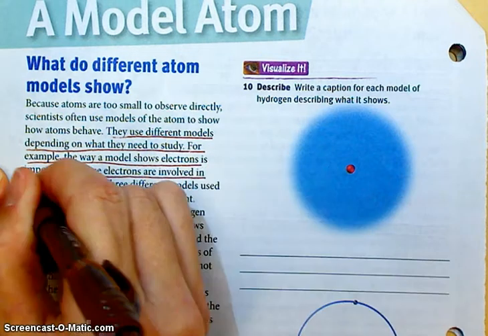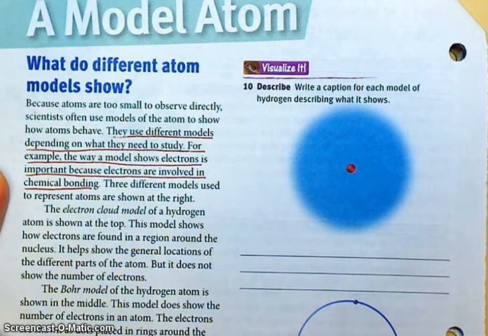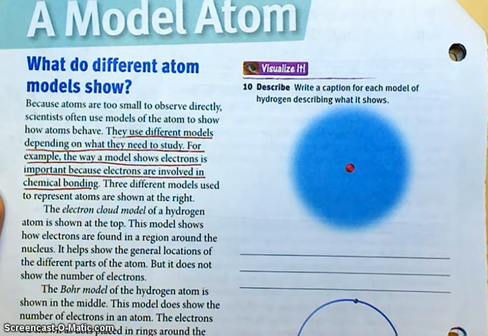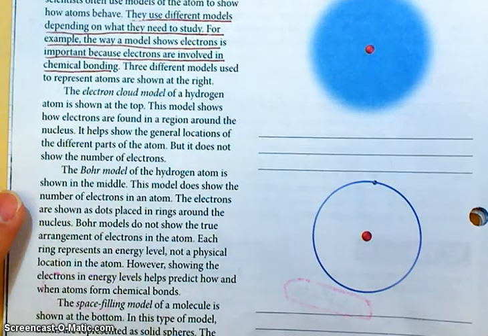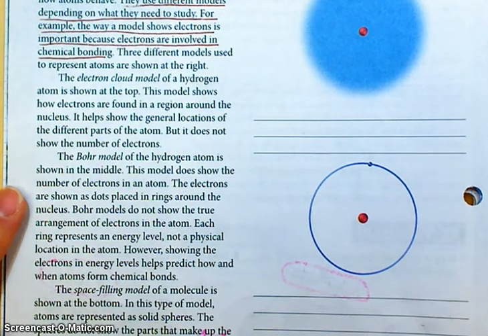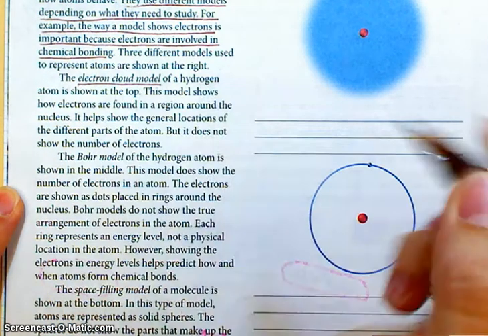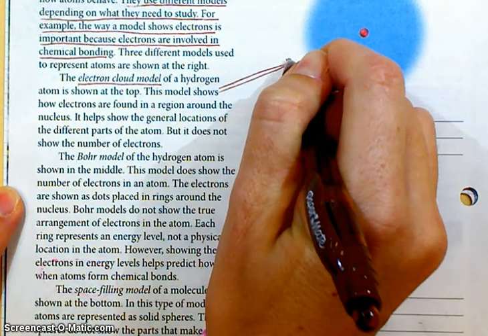We are going to pick certain models, particularly for an atom. We may need to show how an atom forms chemical bonds, and so we're going to need to make sure that we model electrons so that we can show how they're involved in chemical bonding. Anyhow, we'll just quickly overview the three models that they talk about on this particular page. So the electron cloud model is this one over here.